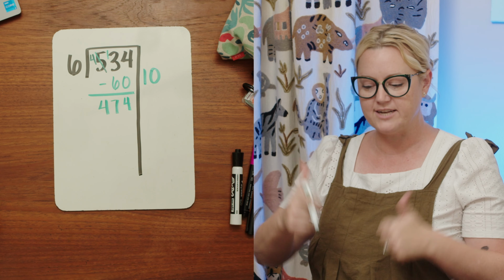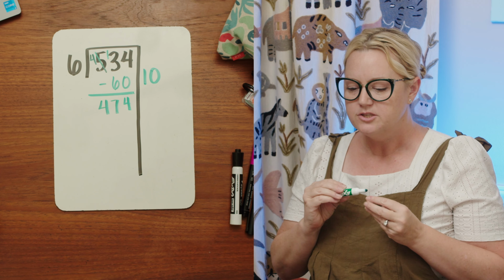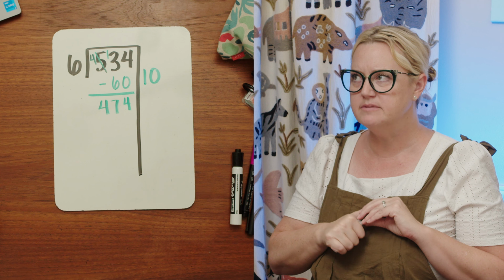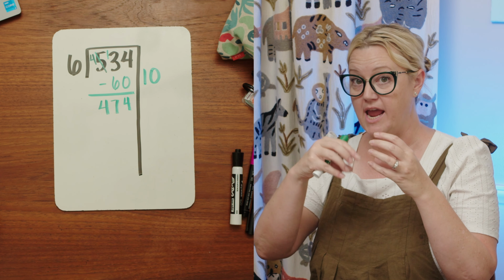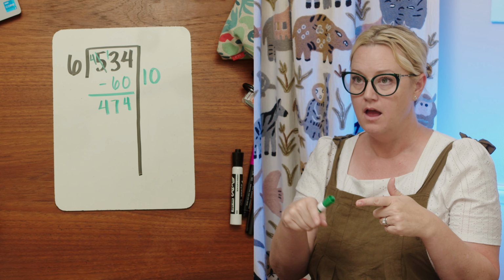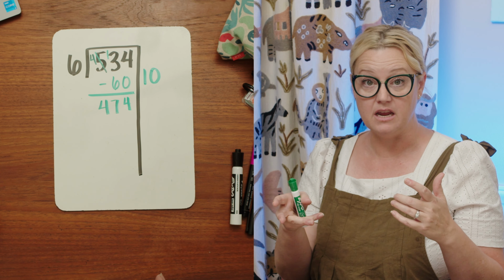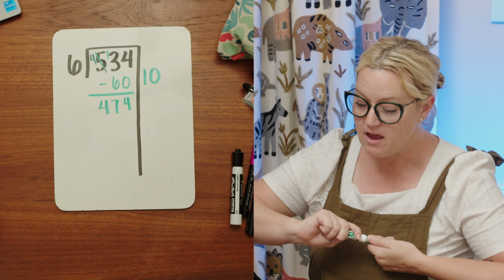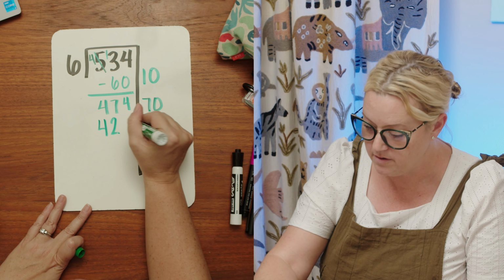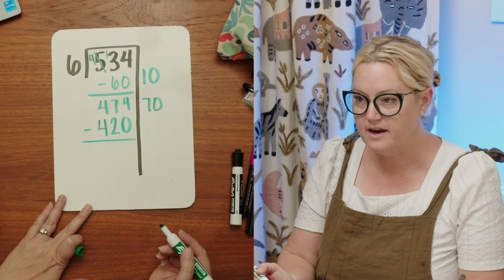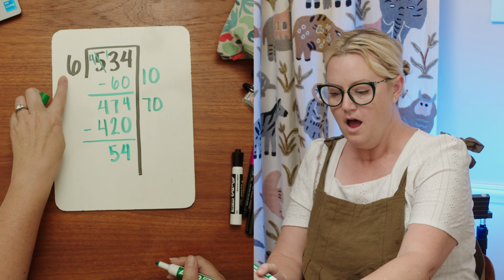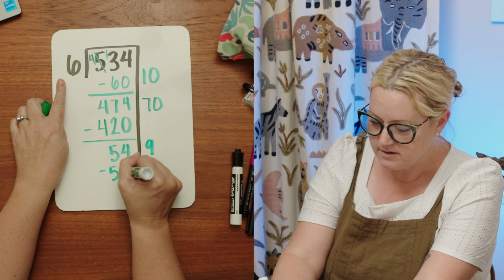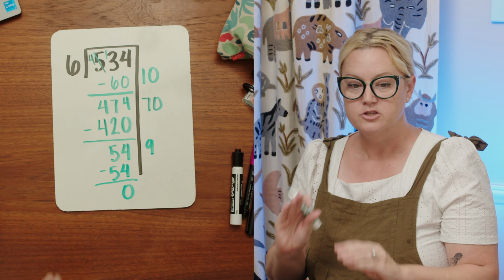So I'm going to ratchet up these things. I know that 6 times 8 is 48, so 6 times 80 would be 48 and a 0. So it's going to be 480. That's too high. But what about 70? If I multiply 6 by 70, 6 times 7 is 42, and the 0 makes it 420. I subtract 420 and I'm left with 54. Now I say, 6 times 9 is 54. So minus 54, so I have 0. So I have no remainder.